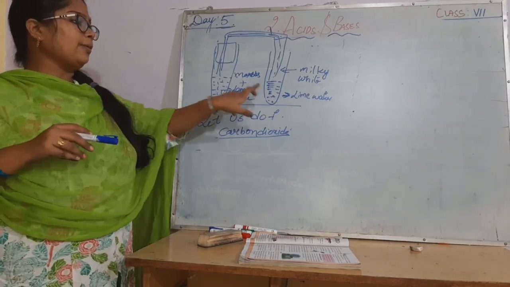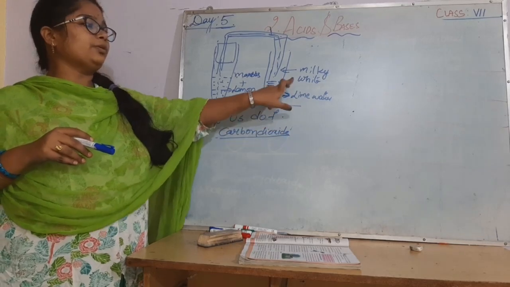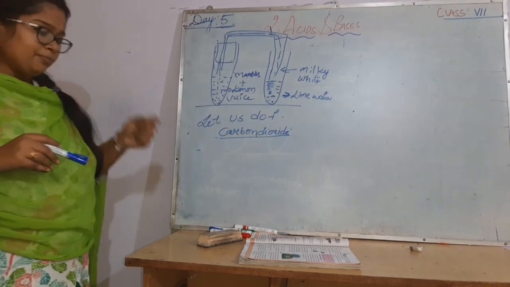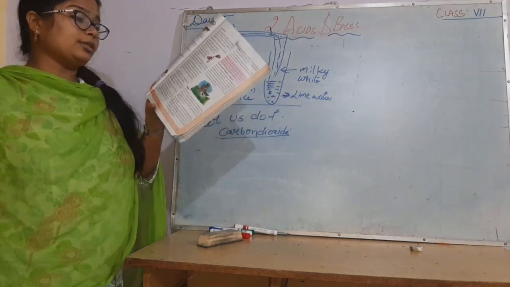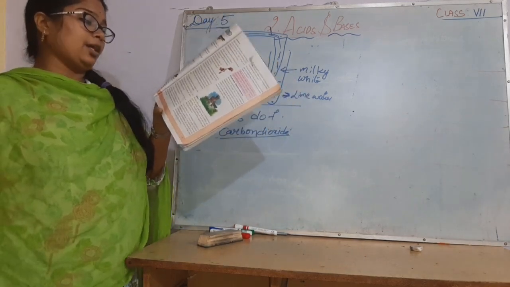Okay, and the gas that turns lime water milky white is said to be what? It is carbon dioxide gas. So if lime water turned milky white, it is carbon dioxide.